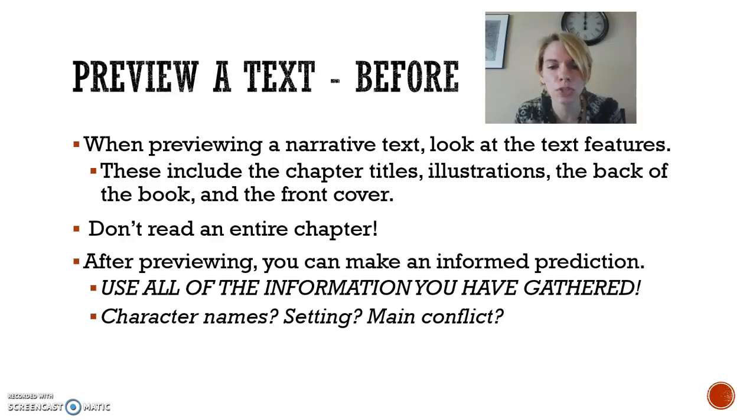After previewing, though, you should be able to make an informed prediction using all the information you've gathered, which should include character names, setting, and the main conflict. The back of the book or the front cover flap will usually have most of that information. So you take everything that you've learned, and then you try to predict what the book will be about. In that prediction, make sure you include character names, setting, and main conflict. So that's previewing a text.